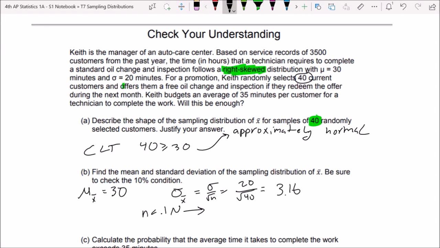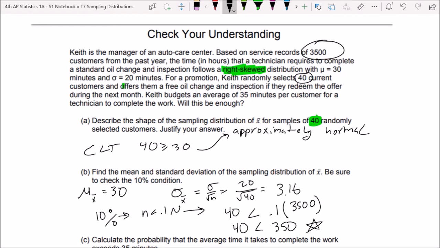And so what does that look like? I'm going to label this as the 10% condition. That would look like a sample size of 40 should be less than 10% of the 3,500 service records. So 10% of 3,500. You're welcome to use a calculator here if you'd like to. This simplifies to say that 40 is less than 350. That's true. And so we've now checked the 10% condition as well, which remember, in order to use this formula up here, the 10% condition has to be satisfied.